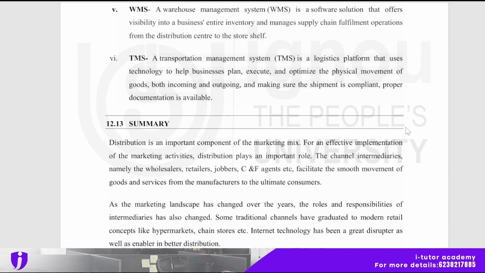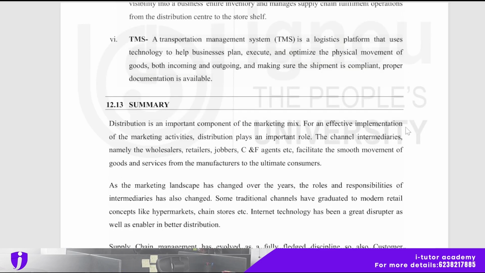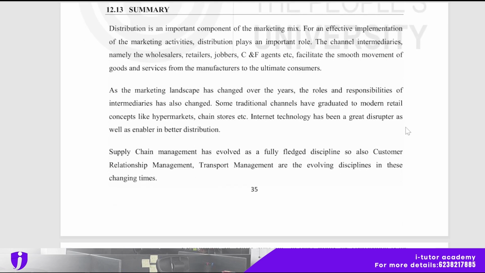TMS, a transportation management system. TMS is a logistics platform that uses technology to help businesses plan, execute, and optimize the physical movement of goods, both incoming and outgoing, and make sure the shipment is compliant and proper documentation is available. Summary of this unit is here.